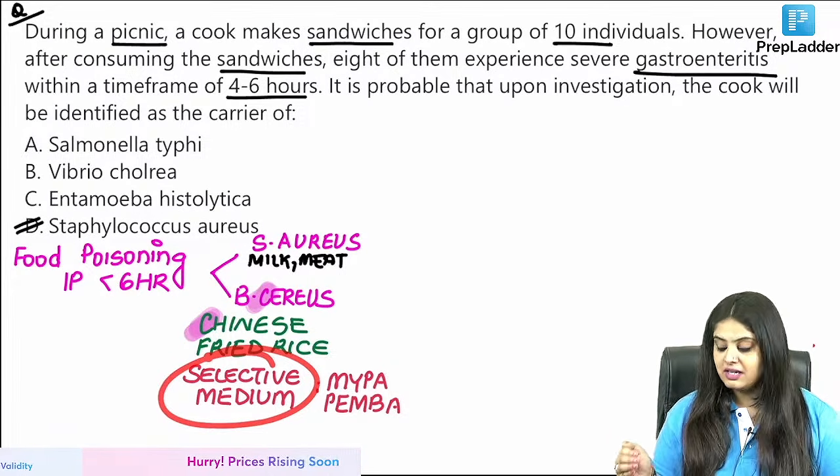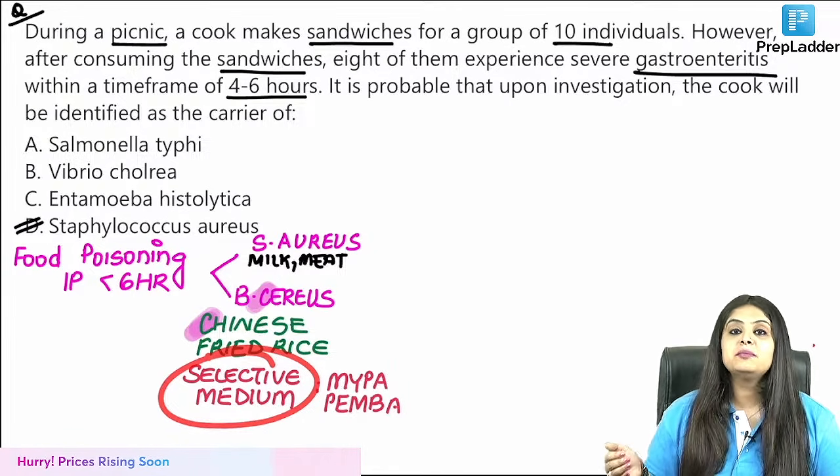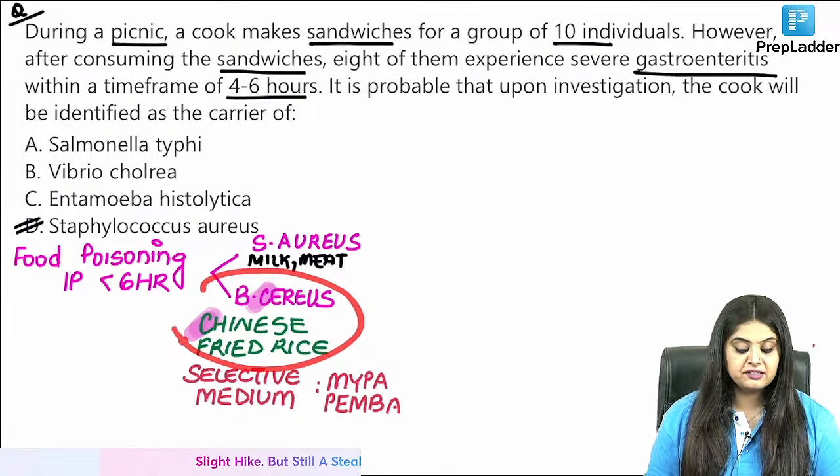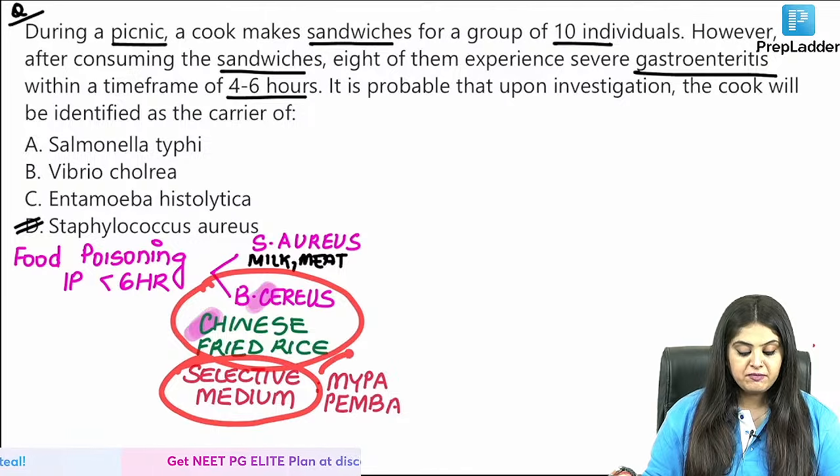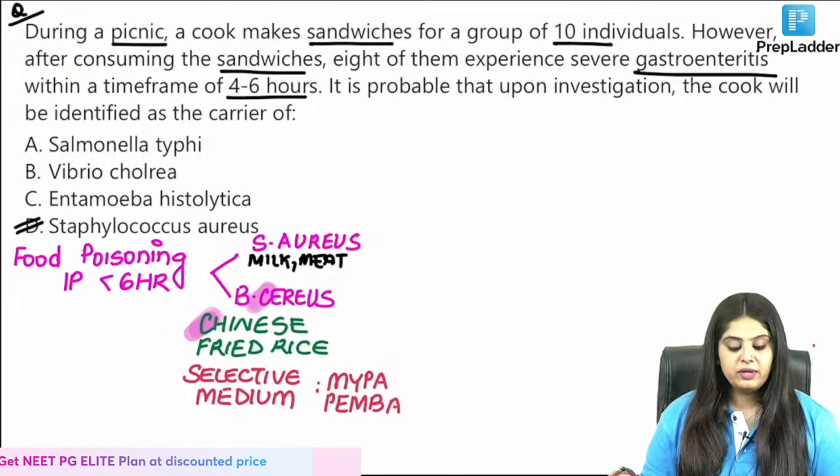Now we want to do a culture media testing. Culture media testing for Bacillus cereus, let's assume it's Chinese fried rice. So then what is with selective media? Ma'am, we go in for MIPA PEMBA. Do I need to remind you?